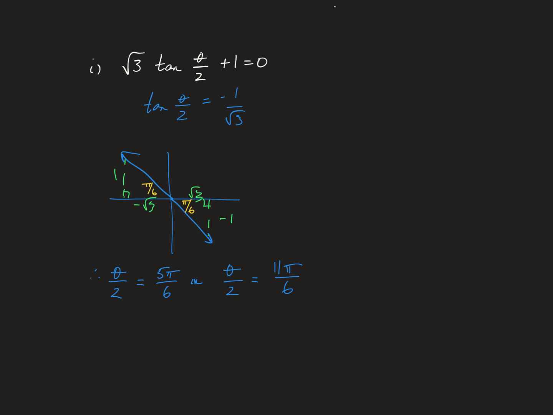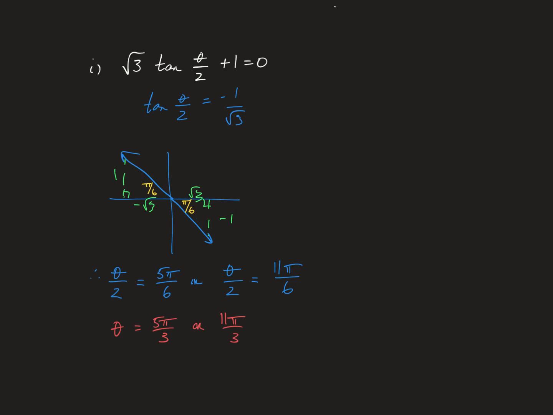We don't forget that now we have to isolate for theta, so that means we have to multiply out our 2. When I multiply out the 2, I'm going to get 10 pi by 6. When I reduce that, I'm then going to get 5 pi by 3. Or when I multiply out my 2, I'm going to get 22 pi by 6 or an 11 pi by 3. And then I think we're doing really well.